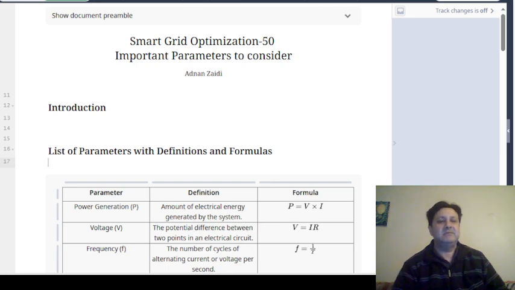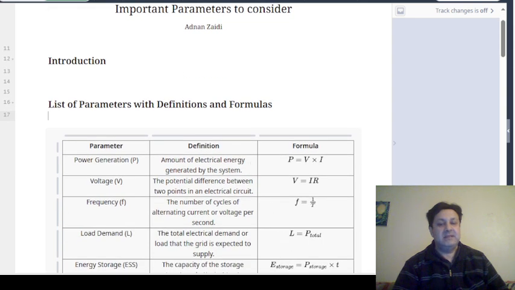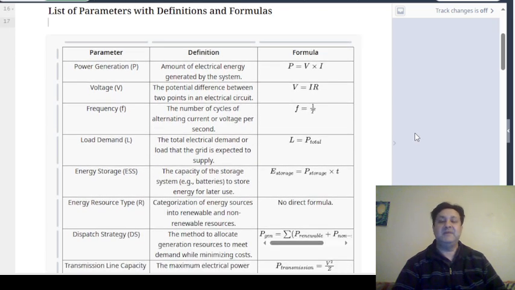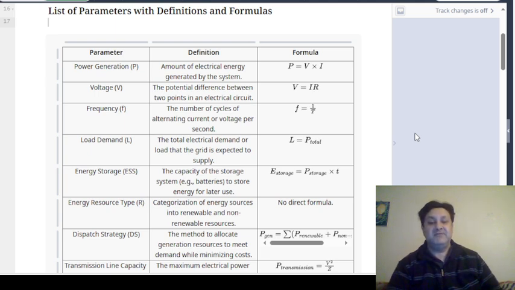Today we're going to talk about smart grid distribution and which parameters we should consider while working on smart grids. So let's go one by one and see which are the important parameters to study about the smart grid. The most important, from the very beginning, is power generation, the amount of electrical energy generated by the system. Then the voltage, the potential difference between two points, and the frequency.